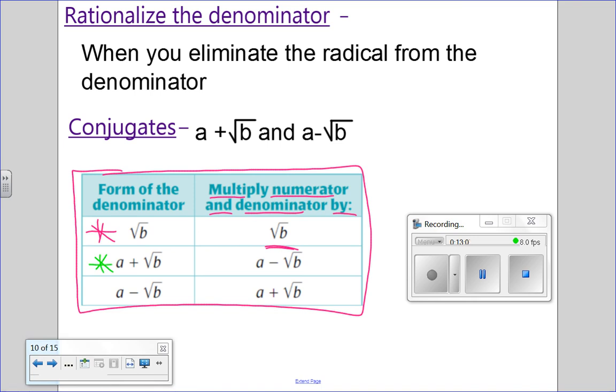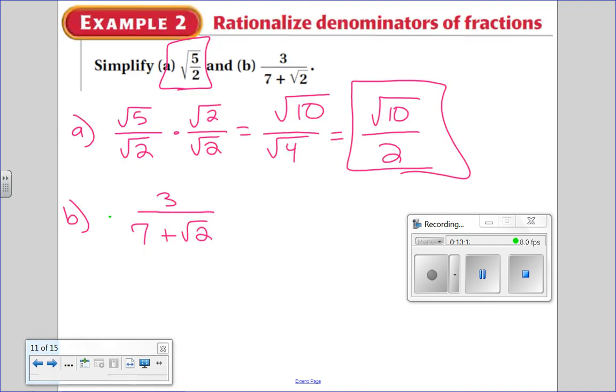So what we're going to use is a conjugate. A conjugate is an opposite. So what you'll do is you'll group your denominator because it is 2 terms. Then you'll place the opposite both here and here. You always have to do on the bottom what you do on the top. 7 minus radical 2. That's your setup.